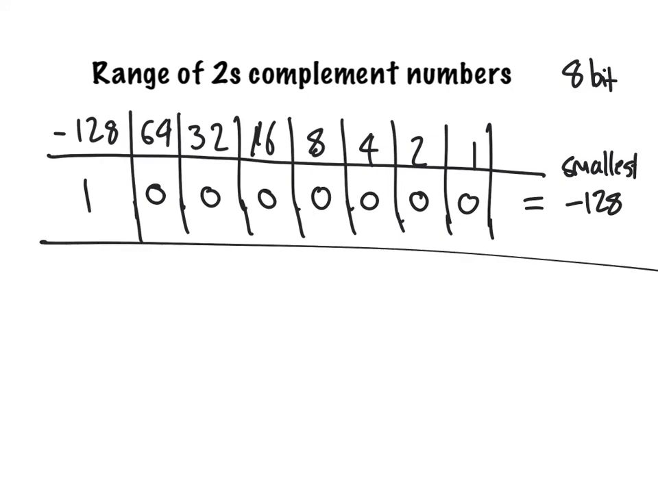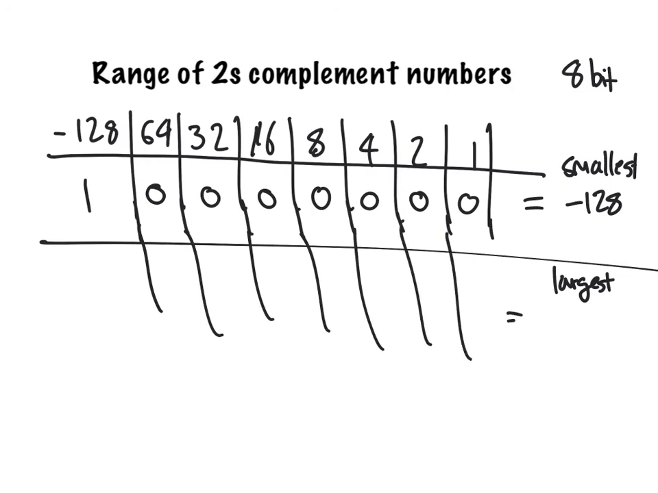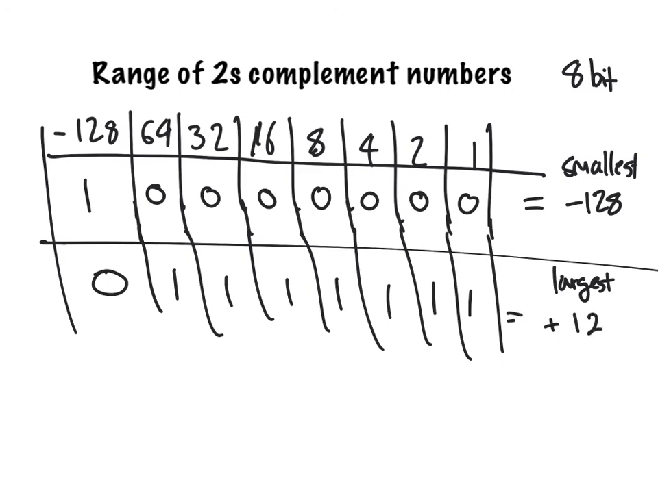Okay, so what's the largest number that I can make? Put a line under that and we'll see what is the largest number that I can make using these same values. So this time, do I want negative 128 if it's a large number? No, so I make that 0, which indicates that it's going to be a positive number. Then I add all of these together, all my positive numbers in order to make the highest number it can possibly be. So if I do all of that, that's going to give me a positive number of plus 127.